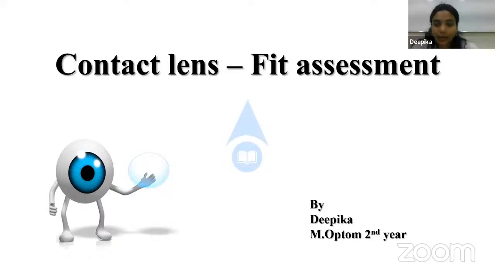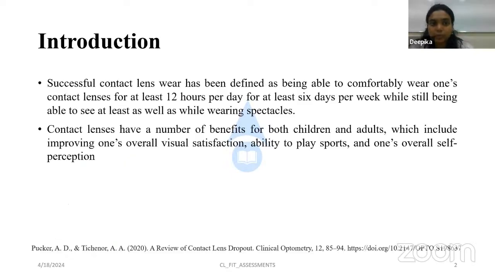Good afternoon to one and all. I'm Ms. Deepika, studying Master in Optometry, second year, in Dr. Agarwal's Institute of Optometry. Today's topic is about contact lens and fit assessment.